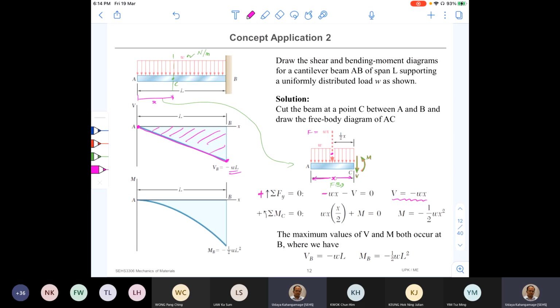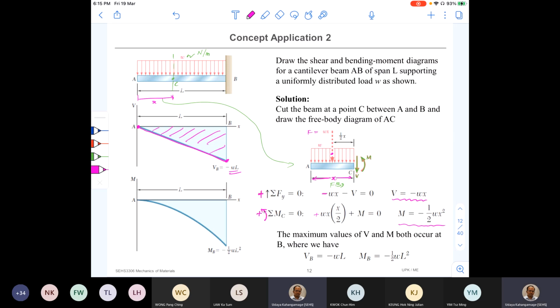For that, I take my moment around point C and add them all together equal to 0. First, Wx creates a positive direction moment, therefore positive. Wx is the load, multiplied by the distance x by 2. And M is also in the positive direction, positive M. So finally, I get this kind of equation. It's a second order equation, x squared. It's a parabolic distribution, right?